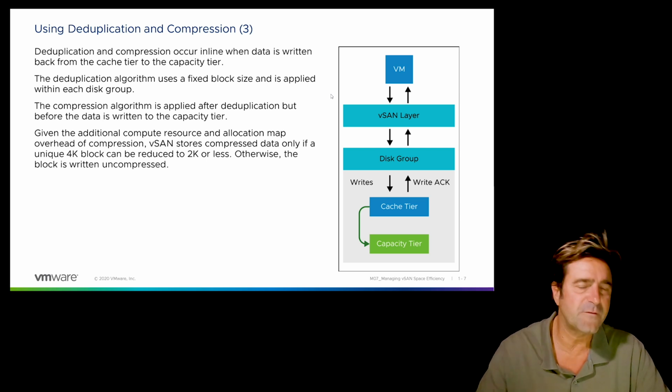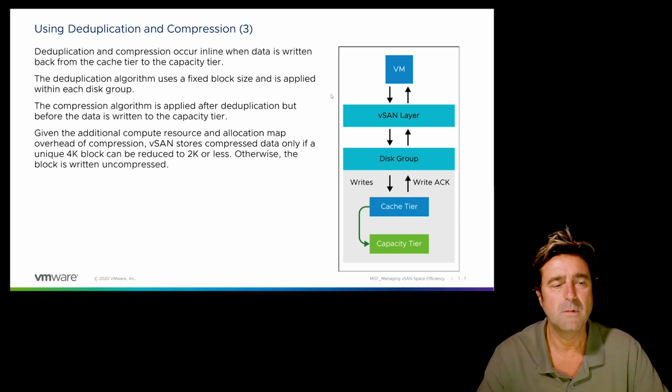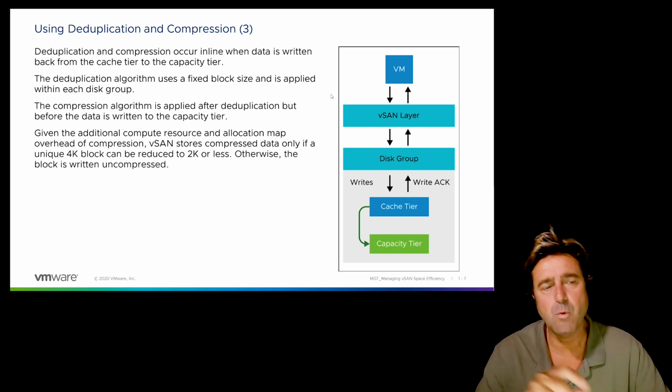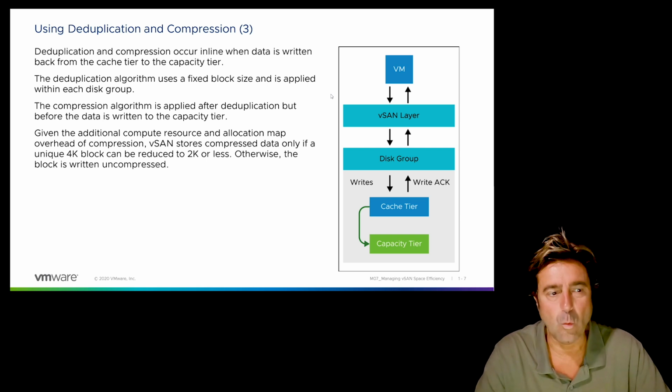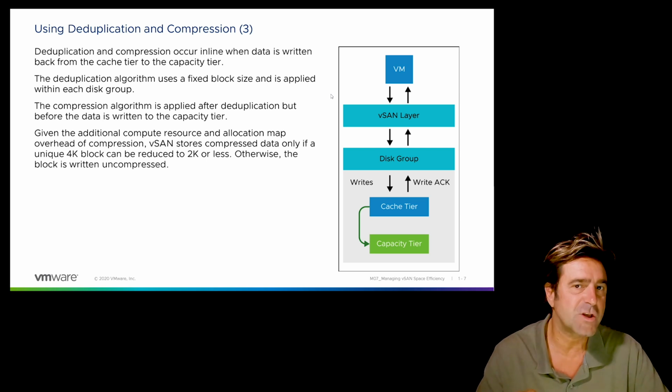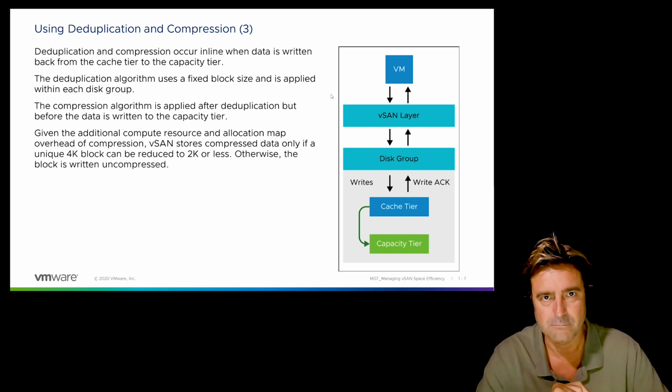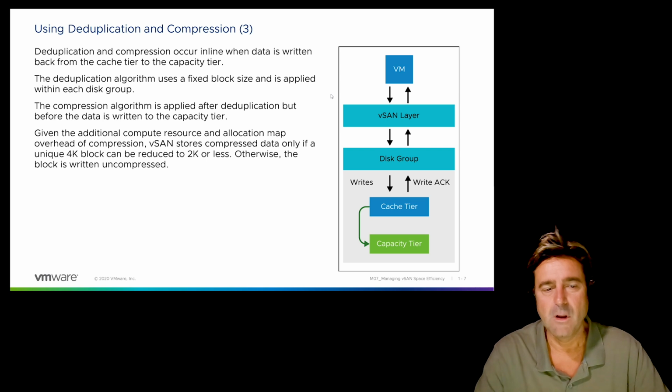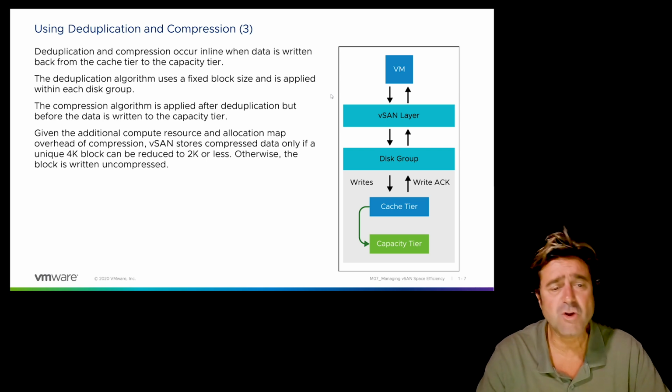And if you look at the different statements, let's take a look at a couple of them. Number one, here they tell you when the deduplication and compression take place. And notice again, they mention it occurs inline when data is written from the cache tier onto the capacity tier. Number two, they mention that the deduplication and compression use a fixed block size. And again, this is applied within each disk group.